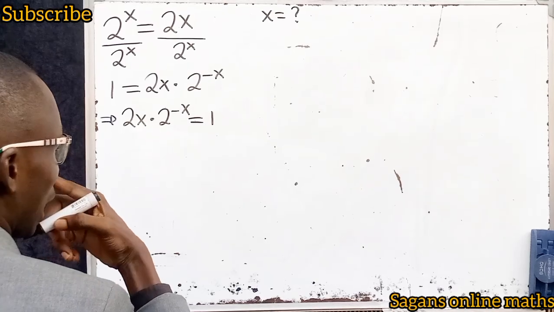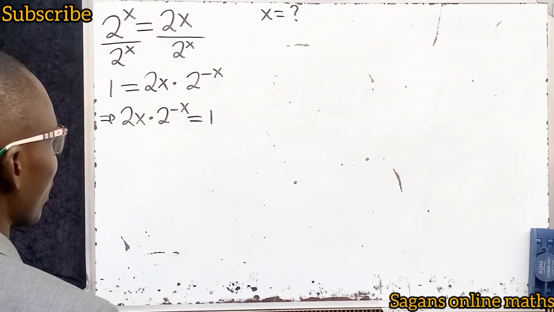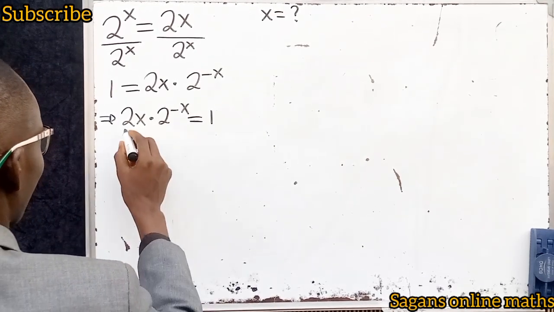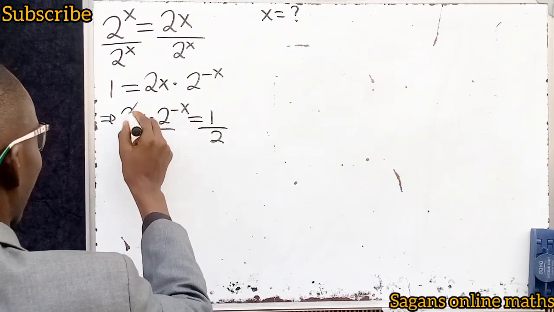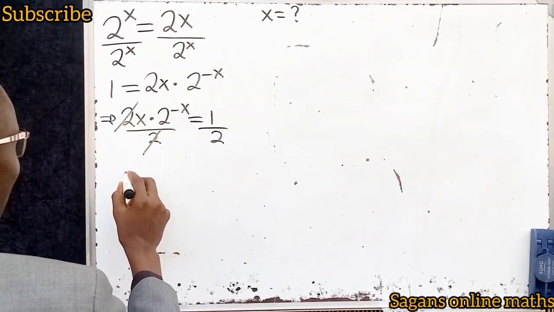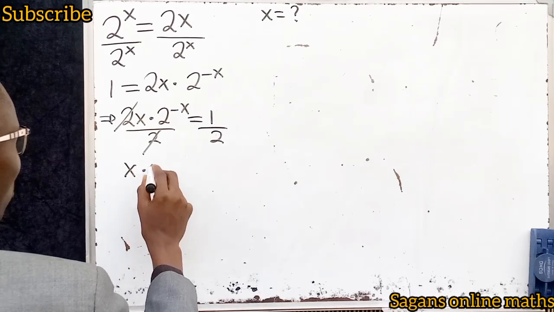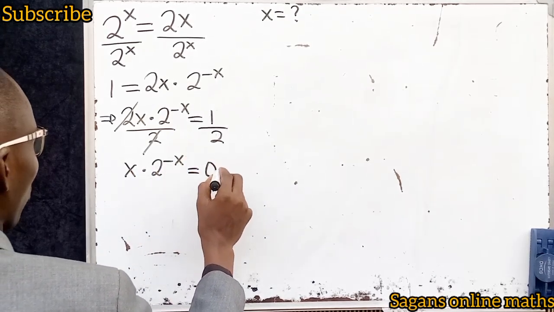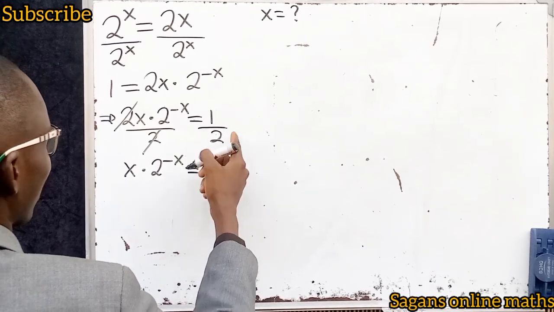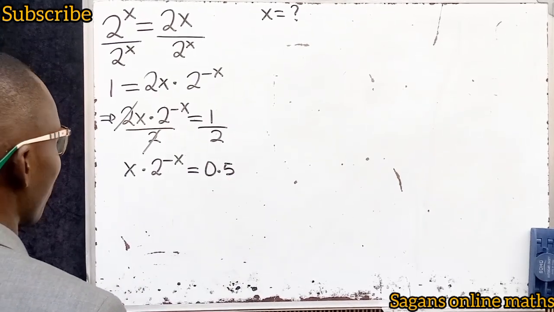1. Our second step, what we're going to do is to divide both sides by 2. So if we divide this by 2, also divide this by 2. Now this 2 will cancel out this. We'll now see that we are left with x multiplied by 2 raised to the power of minus x equals to 0.5. Because 1 over 2 is the same as 0.5.